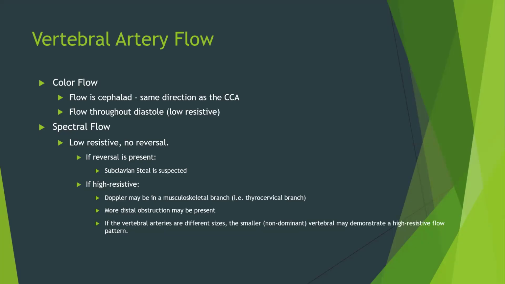If the vertebral arteries are different sizes, sometimes the smaller one can be a little bit more high resistive or completely high resistive flow. So that would be the non-dominant one, if it's very clear that there is a dominant vertebral artery.